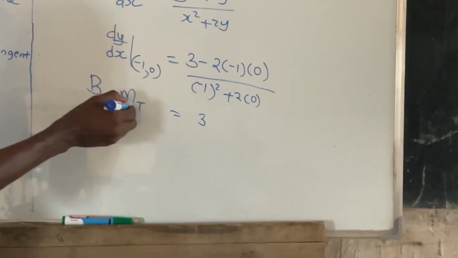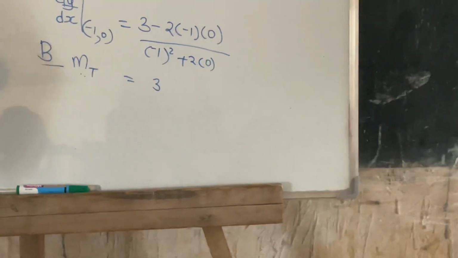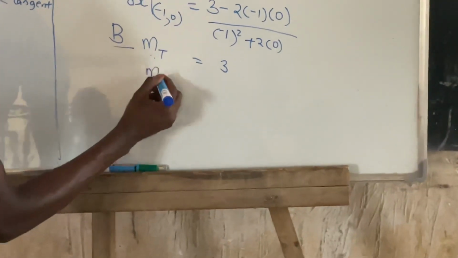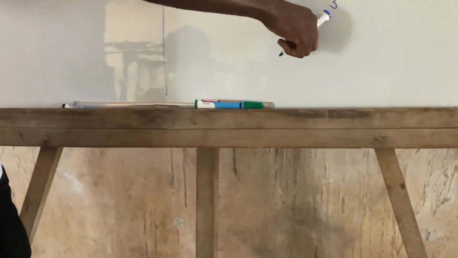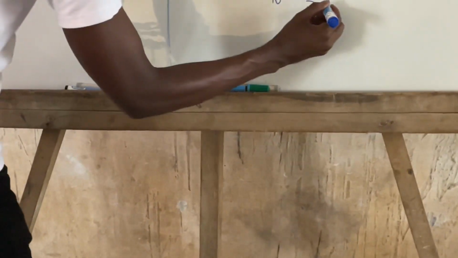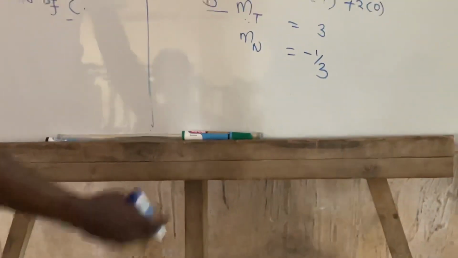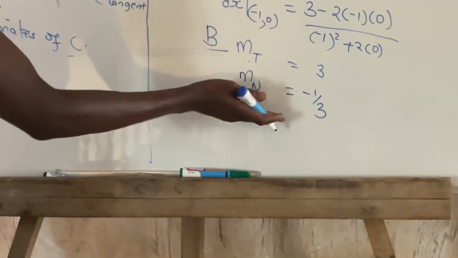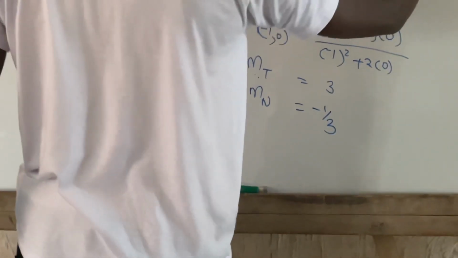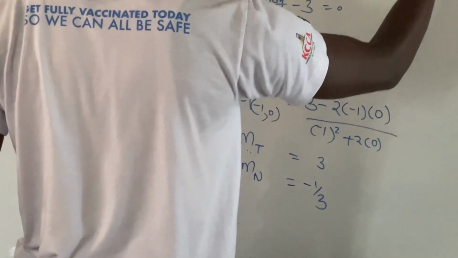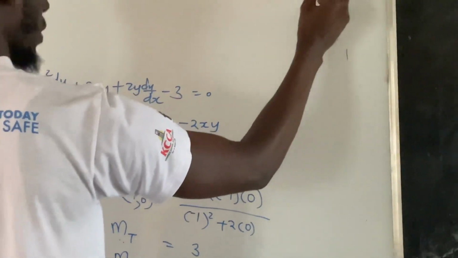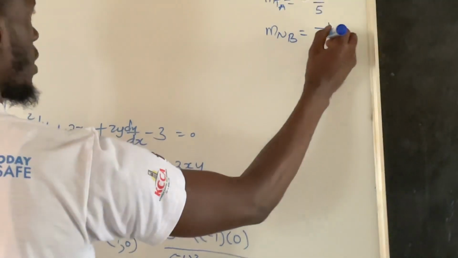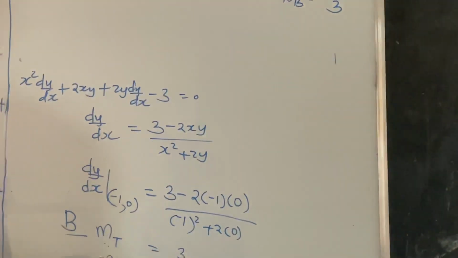But we don't need the gradient of the tangent, we need the gradient of the normal at B. So gradient of normal at B is simply going to be the negative reciprocal of this, which is just negative a third. So having established that this is the tangent at A, then you have the normal at B, which is negative a third. So it is this one that we are going to use.